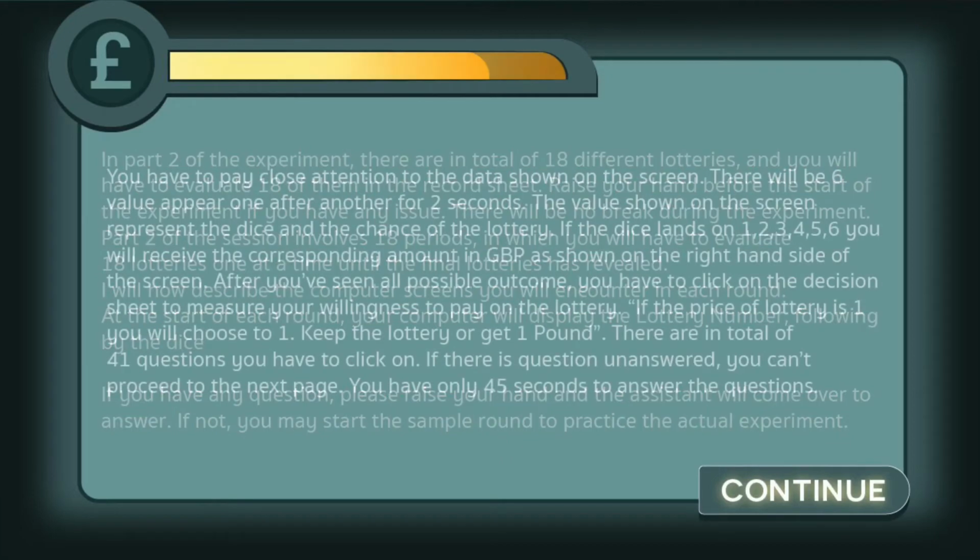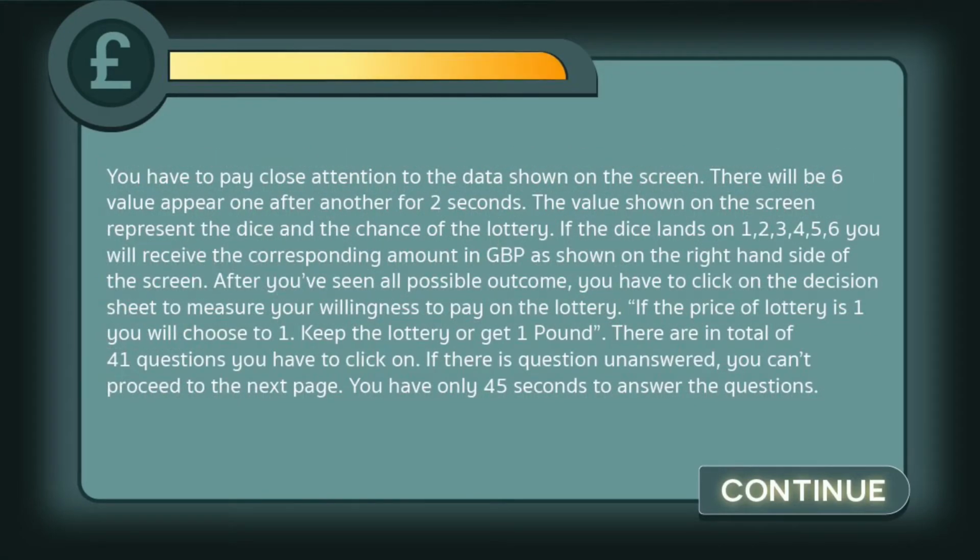Please click continue. You have to pay close attention to the data shown on the screen. There will be 6 values appearing one after another for 2 seconds. The values shown on the screen represent the dice and the chance of the lottery. If the dice lands on 1, 2, 3, 4, 5, and 6, you will receive the corresponding amount in Great Britain pounds as shown on the right hand side of the screen. After you've seen all the possible outcomes, you have to click on the decision sheet to measure your willingness to pay for the lottery.